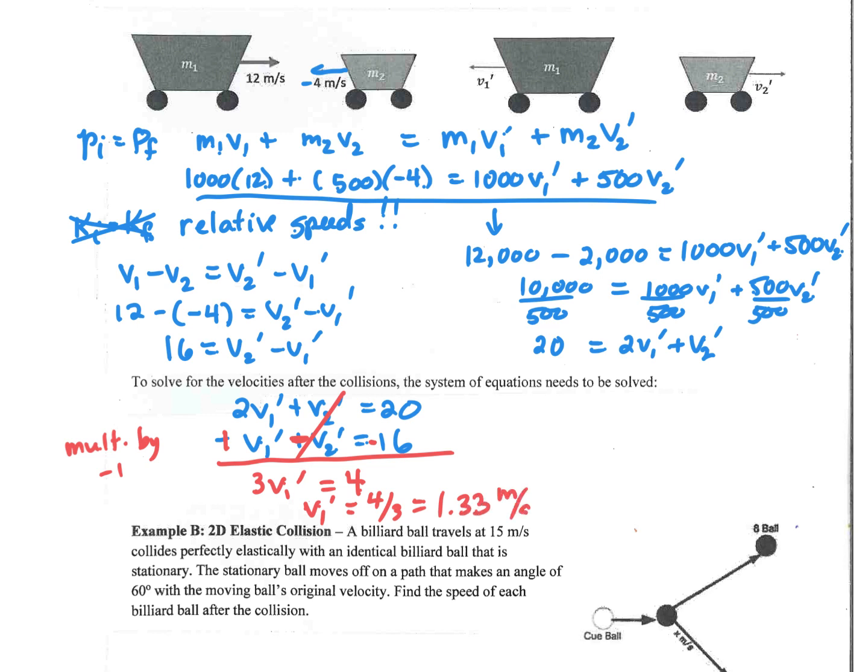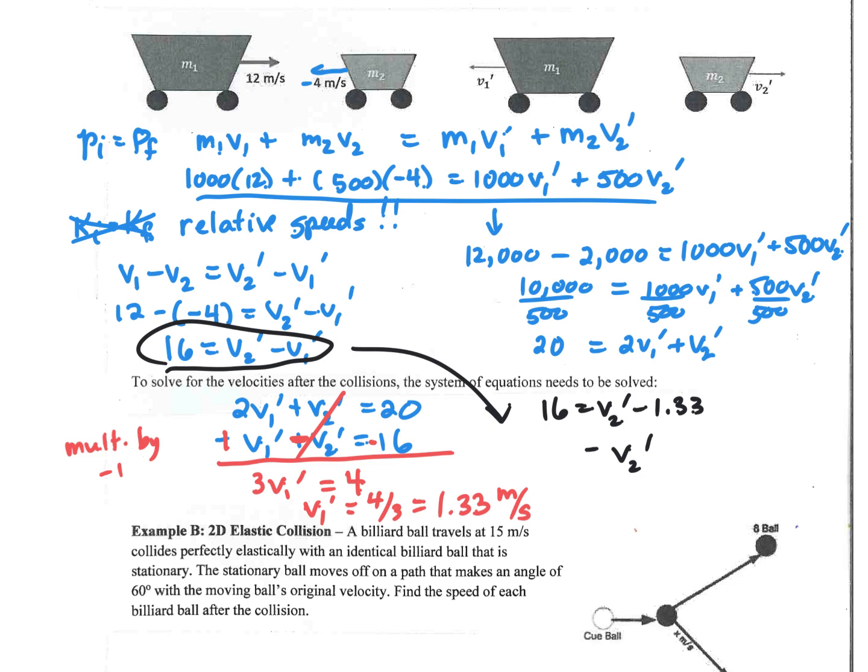Okay? So now we can plug back into either one of those two equations and figure out what v sub 2 is. So now I'm going to take this first equation over here. I'm going to take this guy and plug in. Okay? So 16 equals v sub 2 prime minus 1.33. So I'm going to get v sub 2 prime equals what? 17.33 meters per second. And it's also going to be going forward.